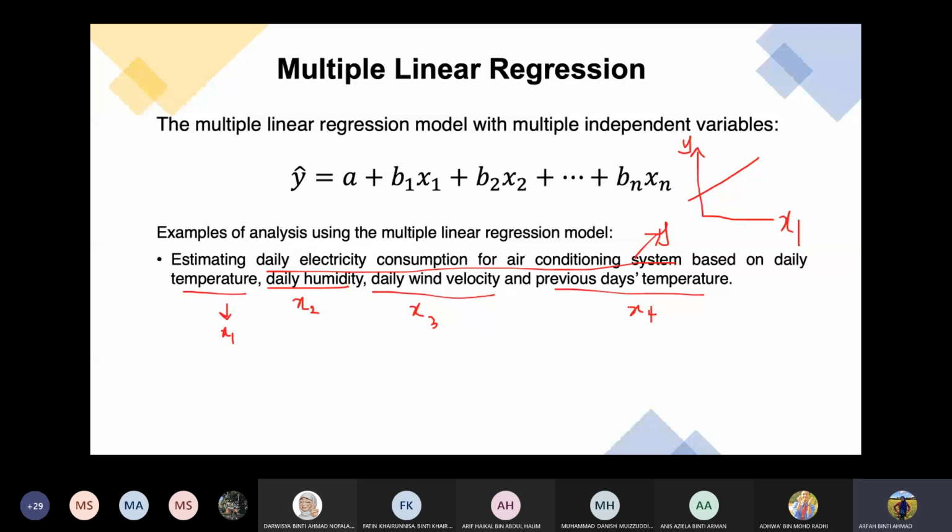Lepas tu humidity, kelembapan. So X2 terhadap Y. Kita akan buat plot satu-satu sebab nak tengok dia punya kesan satu-satu. So X2 terhadap Y. Makin lembap kelembapan pada sesuatu hari itu, makin tinggi penggunaan aircon atau makin rendah? Rendah. Okey betul. So untuk X2 dan Y, dia punya graf mesti menurun ke bawah macam gini. Itu macam mana kita nak tengok efek one by one.